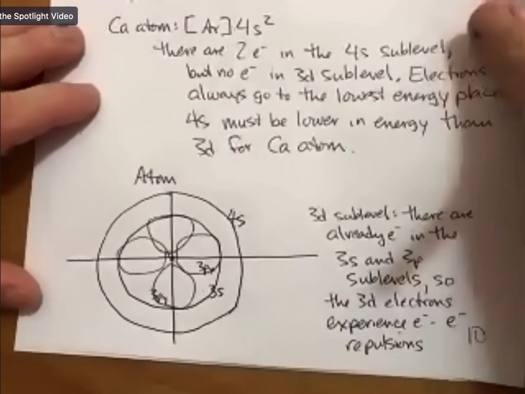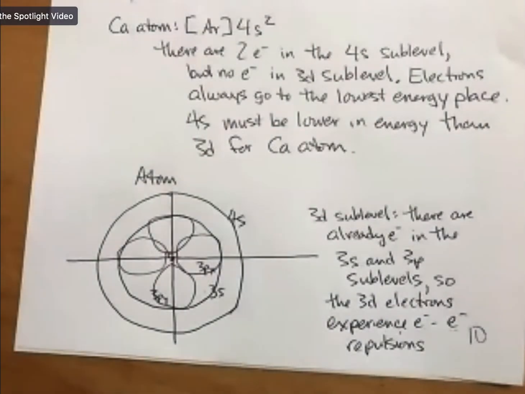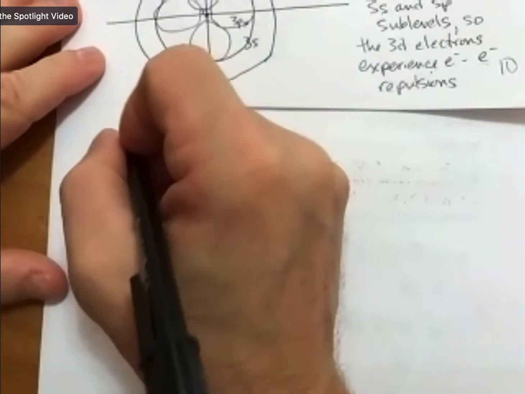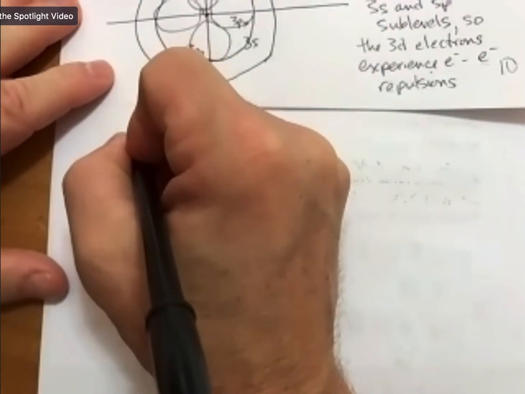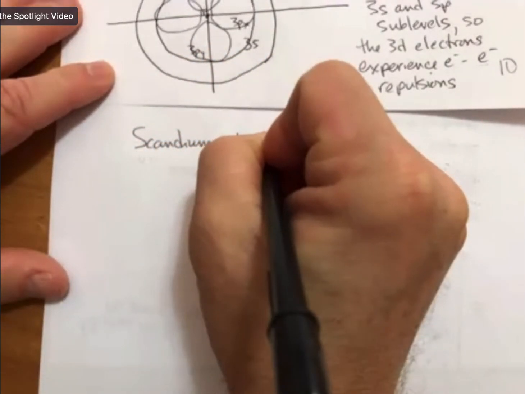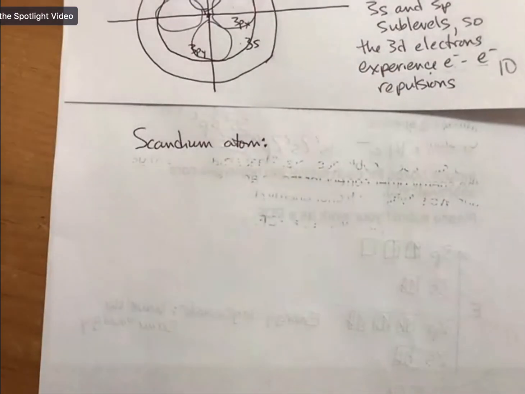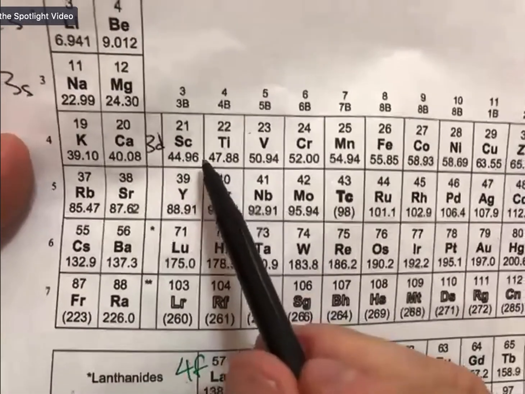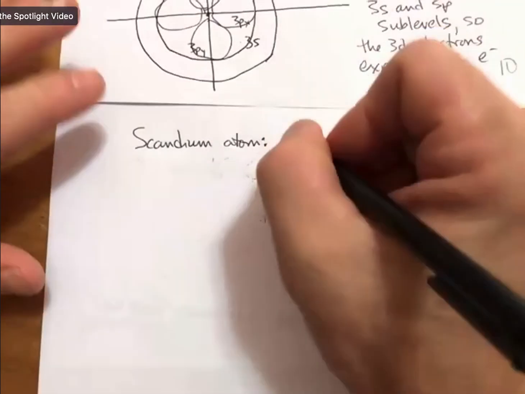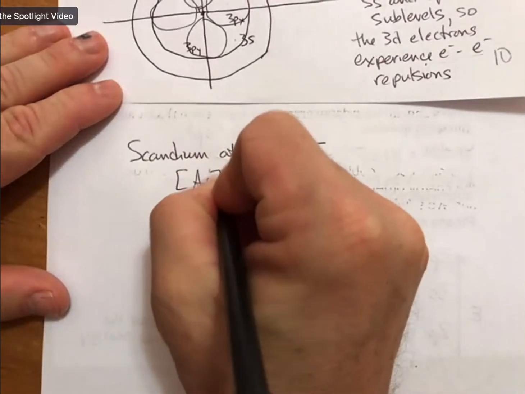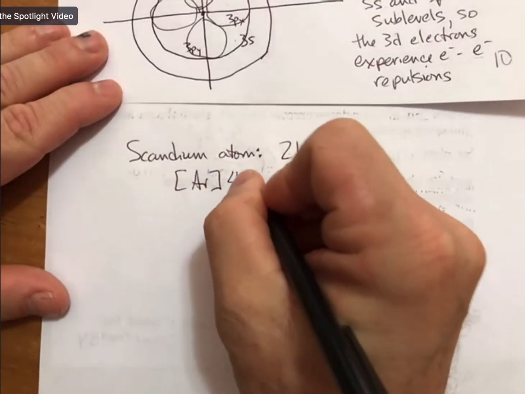Well, I'm out of paper here, so I'm going to have to go over on the back. Now let's talk about the scandium atom. Scandium, one of the lesser known elements, it's only element 21 though. Scandium atom has 21 electrons, and it has a noble gas core for argon, then 4s2 3d1.